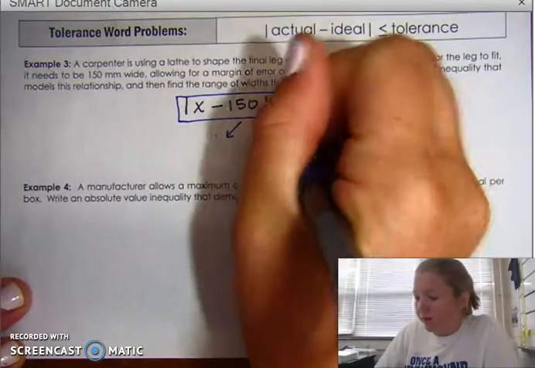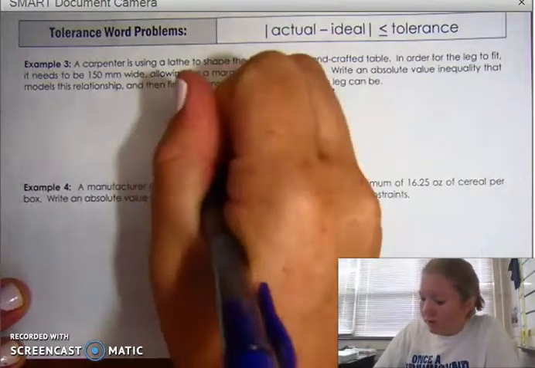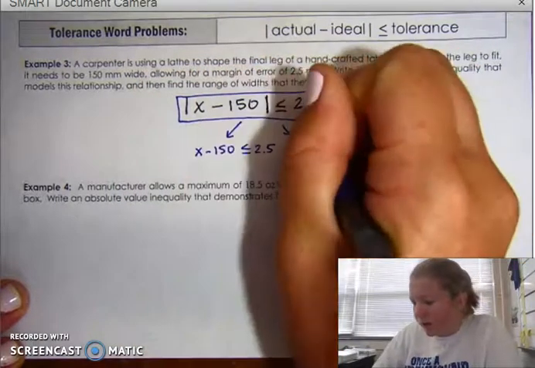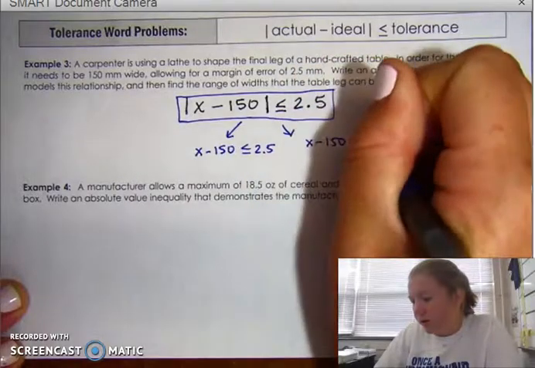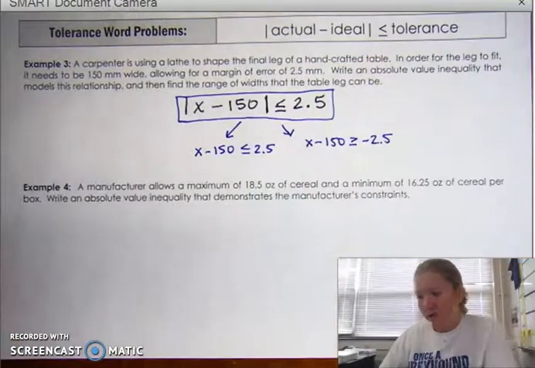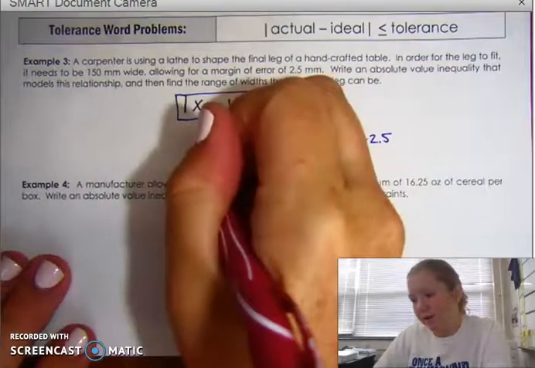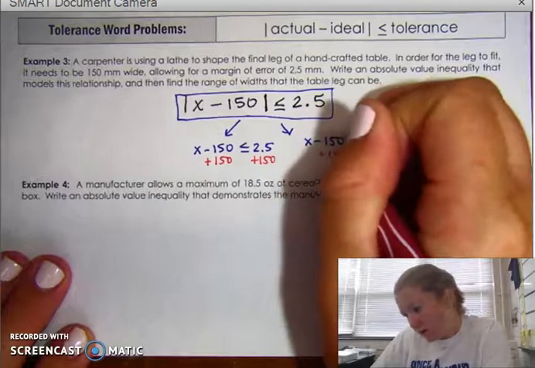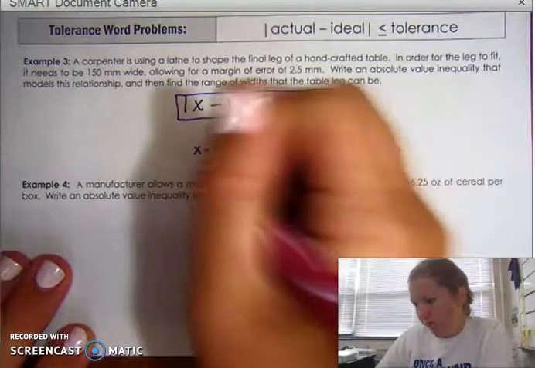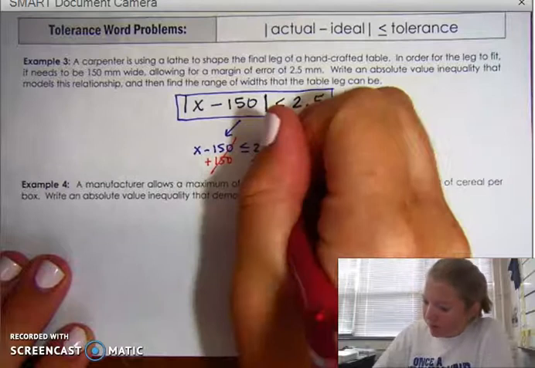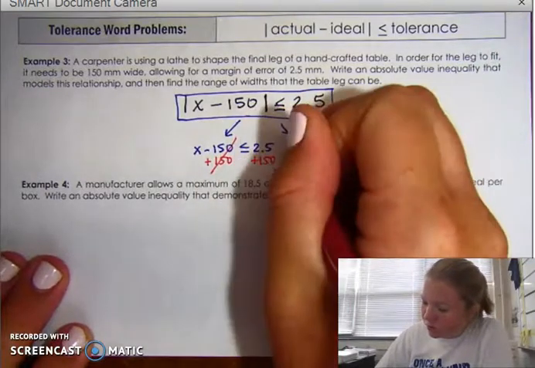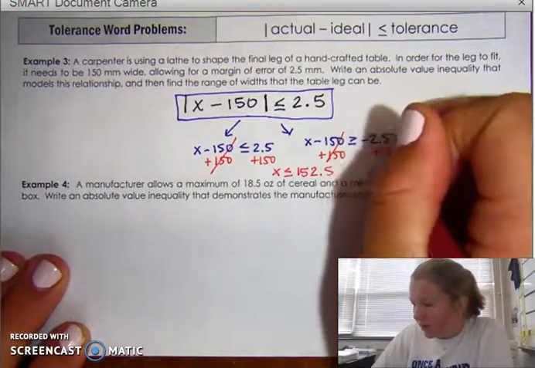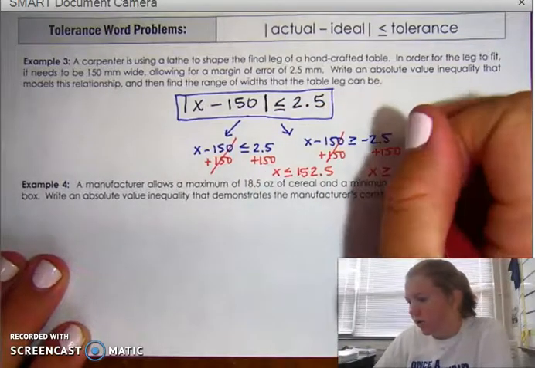But to find the range, we would make our 2 inequalities. X minus 150 is less than or equal to 2.5. X minus 150 is greater than or equal to negative 2.5. And then in both cases, we're adding 150 to get x by itself. So x is going to be less than or equal to 152.5. And then x is going to be greater than or equal to 147.5.